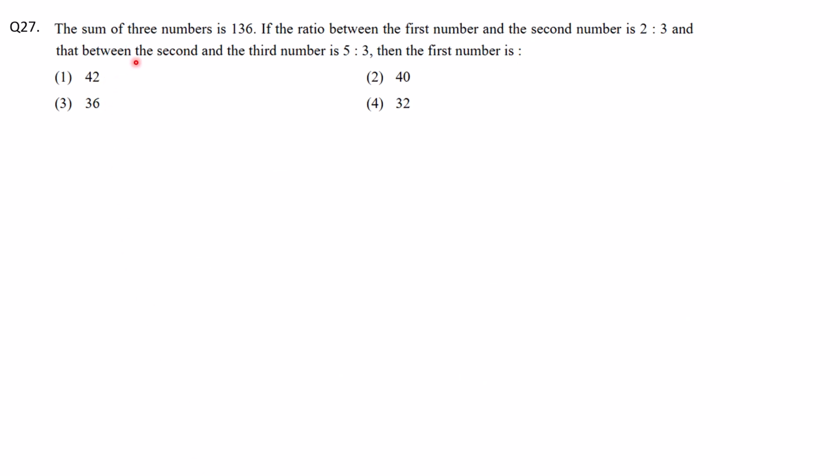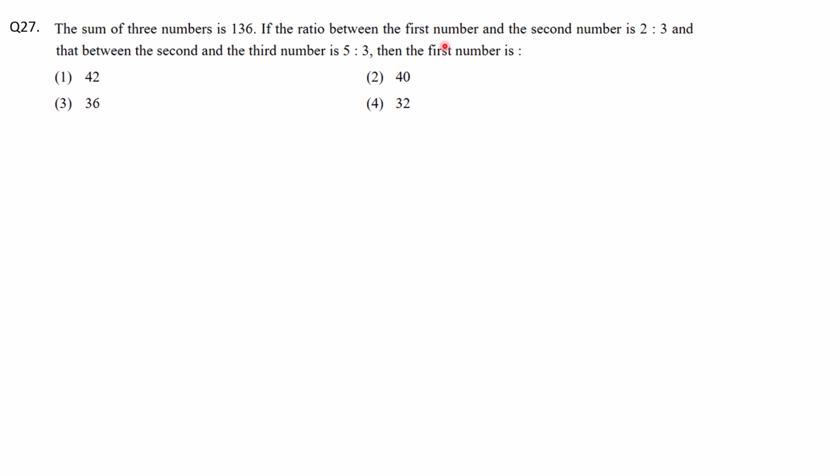Question 27. The sum of three numbers is 136. If the ratio between the first number and the second number is 2:3, and that between the second and third number is 5:3, then the first number is. So three numbers are given, and the ratio of the first and the second number is given, and second and the third number is given. And you have to find what will be the first number.